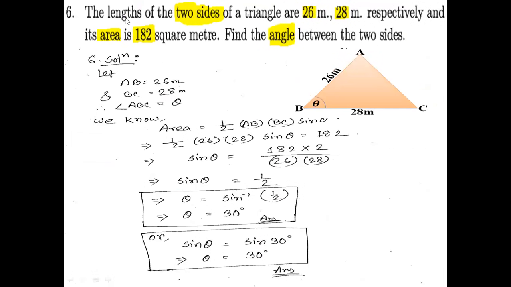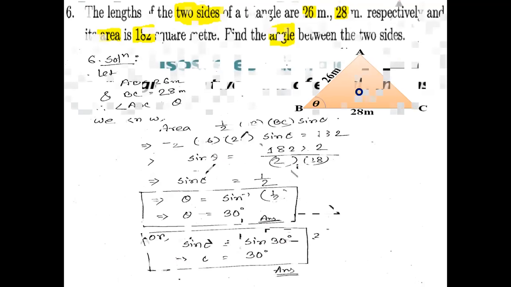Our question says the lengths of two sides of a triangle are 26 and 28 respectively, and the area is 182. Find the angle between the two sides. Suppose here the length AB is 26 and BC is 28 and the angle is theta. Then we can go for the area. We know the formula of the area.